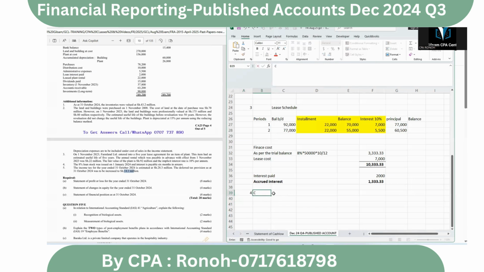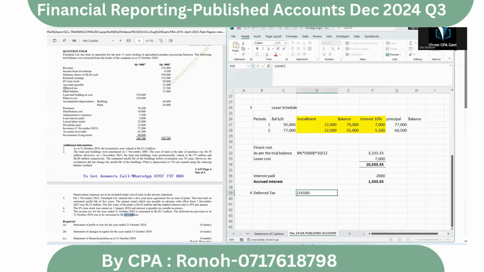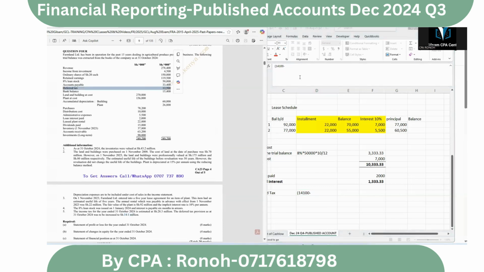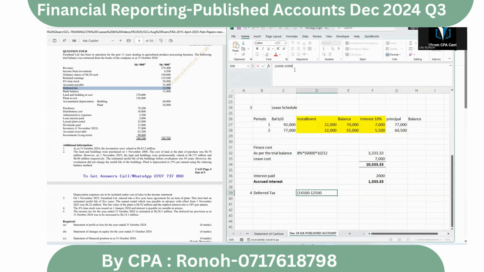We have the current tax and the deferred tax. The deferred tax has increased to 14,100. How much do we have in our trial balance? So we are looking for that increased element. Subtract what you have in your trial balance as a deferred tax. If you go back to your trial balance, we have a deferred tax of 12,500. So I will subtract 12,500 to give me the increase in deferred tax.